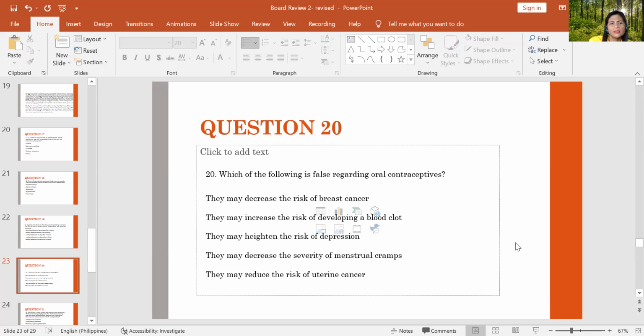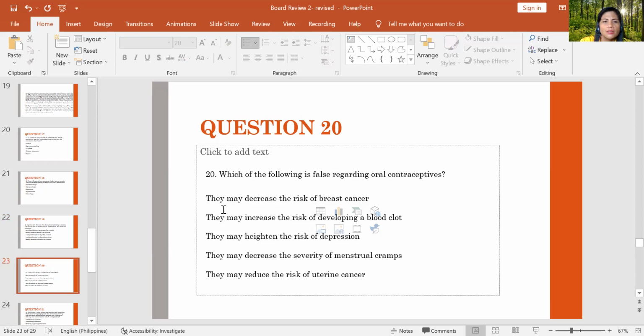What is the right answer for this? Of course, they may decrease the risk for breast cancer. So it is false. All of those remaining options are true. The first option is false. So oral contraceptives may increase the risk of breast cancer. Okay? Increase the risk of depression also.